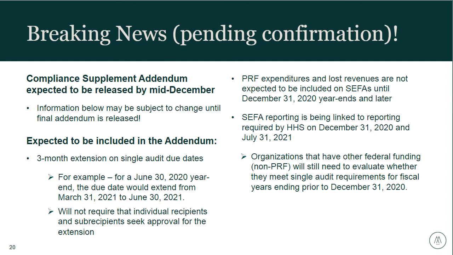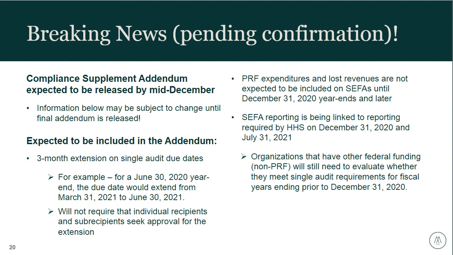So it's basically now a full 12 months that are available to organizations to get the single audit completed. We're expecting that this is going to be a blanket extension. So, to the extent you have federal agencies that are not HHS or other departments, you're not going to have to reach out and confirm with them that you have this extension. This is automatically being granted to all the organizations.